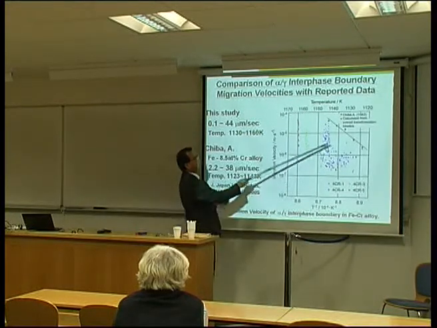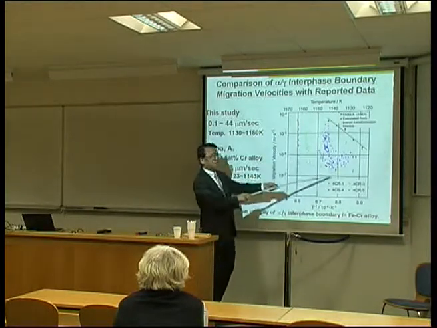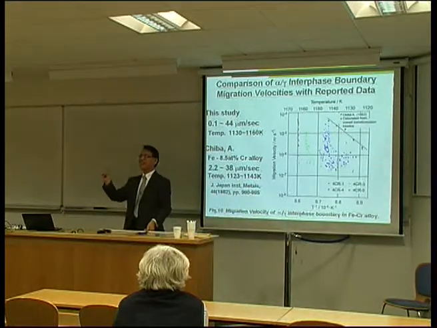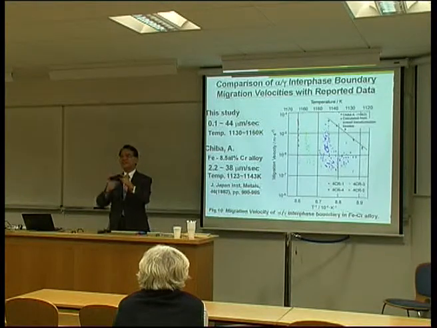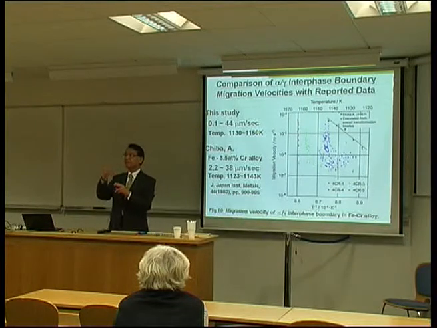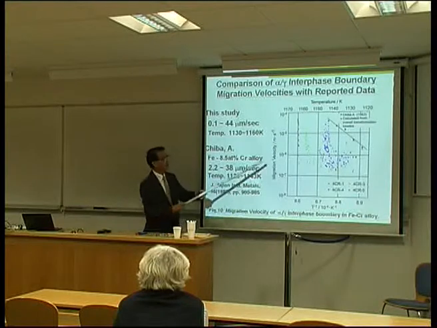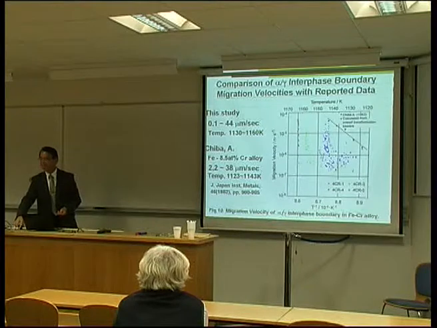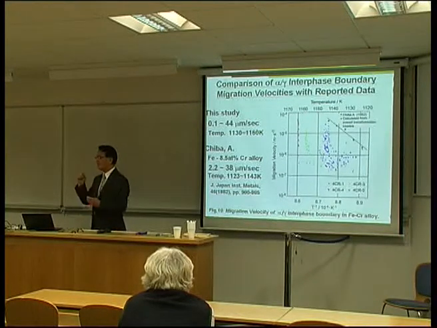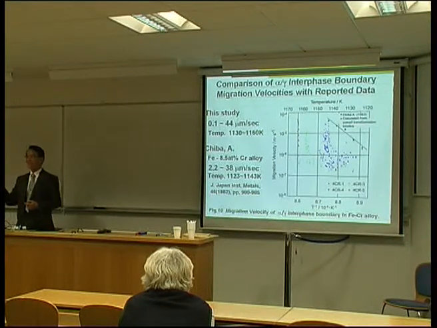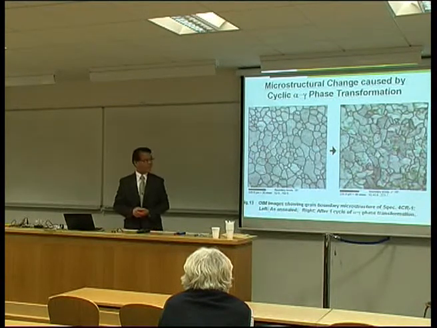So it is almost the same level, but from direct or in situ observation, we observed such a large scatter. Why? Because, as I already mentioned, during the migration, due to the interaction with grain boundaries existing in the matrix, the migration can be affected locally. So there is a large scatter. Anyway, we can determine the migration velocity directly. So if you model the phase transformation, you can use the actual observed value of the migration of the interface and the boundary.